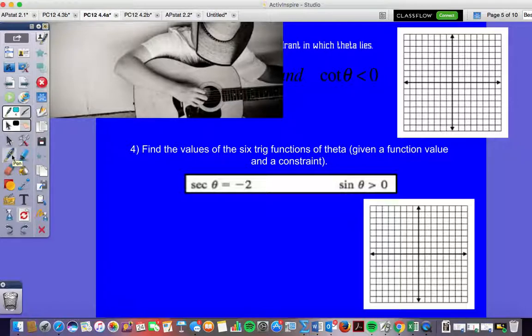But what I'd like to do is just figure out what quadrant we're in first, and then we attack it using the triangle. Now again, half the battle of these is how do I set it up? If I can set it up appropriately, we're going to be good to go, okay? So where is secant going to be negative and sine greater than 0?